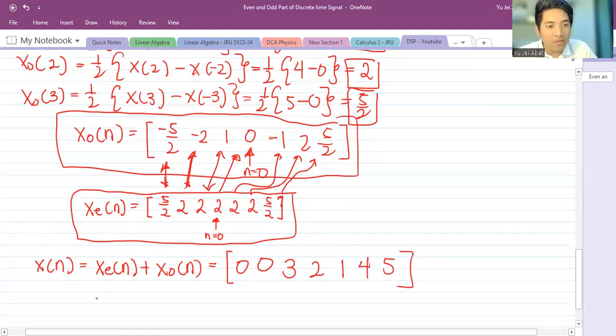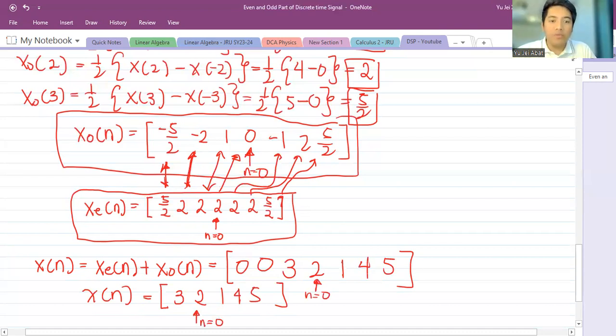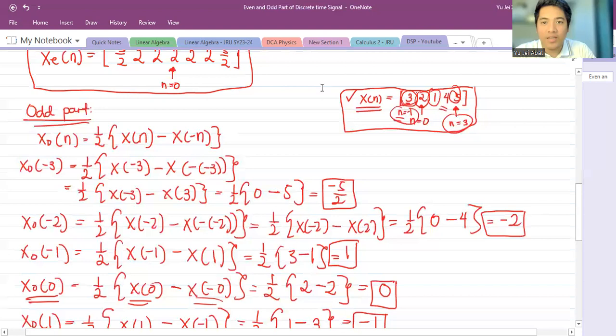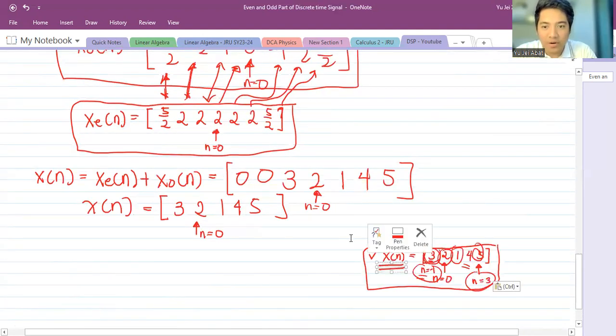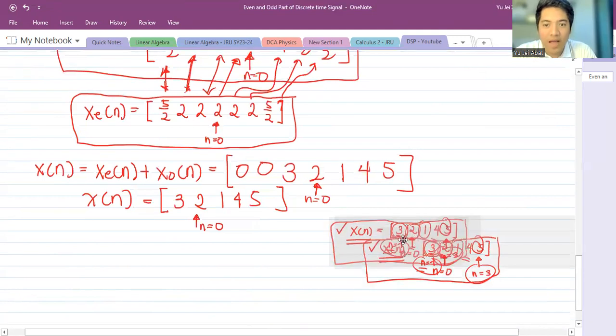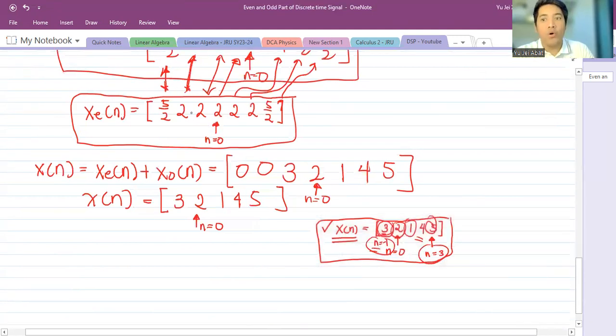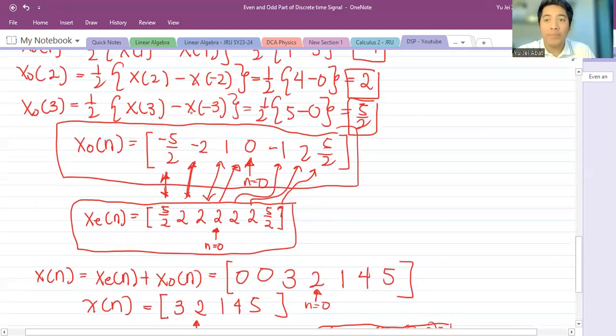And as we notice, we are going back to the original signal, which has this 2 at n equals 0. So we have proven that this is the original signal that we referenced a while ago. It has the elements 3, 2, 1, 4, 5, with 2 at n equals 0. So that's how you get the even and odd decomposition of the discrete time signal.